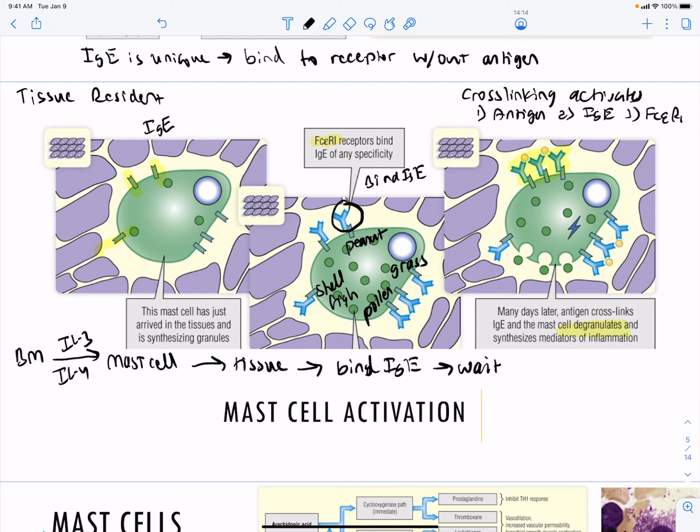Okay, so a few notes though. C5a, complement 5a, or C3a can also activate mast cells. But that would be more of an innate type of activation rather than a specific antigen type of activation. Activation of mast cell and degranulation of mast cell is referred to as immediate hypersensitivity.